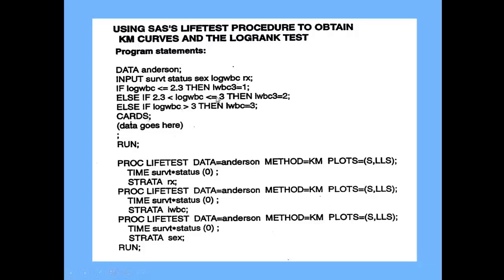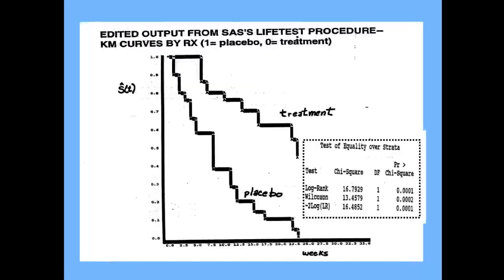Well, I've defined this new variable LWBC, which has 3 categories. So basically what I'm doing is I'm getting these 3 strata, these 3 survivor curves for these 3 categories. I'm going to do a log-rank test and a Kaplan-Meier curve for those 3. And this says sex, so I'm going to do it for males and females. And I run this, I'm going to get an output. So let's look at the output. Boom. Here's the output. Okay.